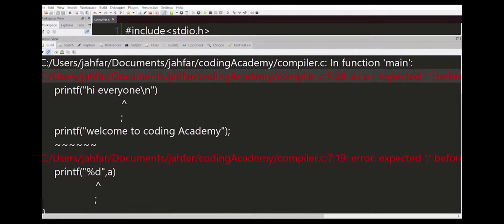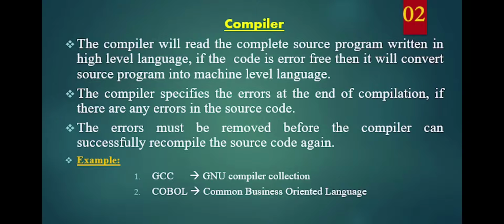But here it won't give any result. It will throw only errors. Examples of compilers are GCC, GNU Compiler Collection, and COBOL, Common Business Oriented Language.